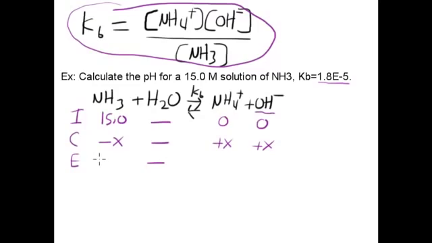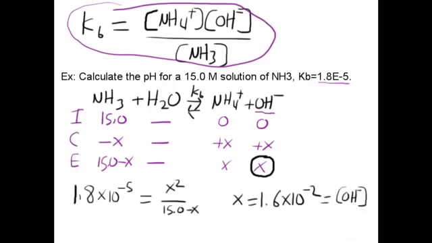And so overall my equilibrium is 15 minus x, x, and x. So what I want is the hydroxide concentration, which is x. So go ahead and pause the video, solve for x, and find the pH.